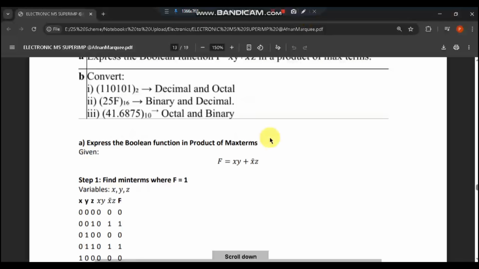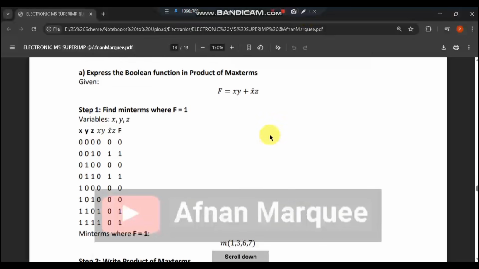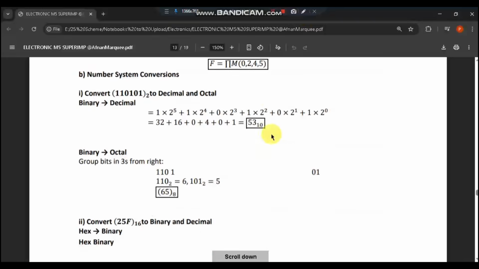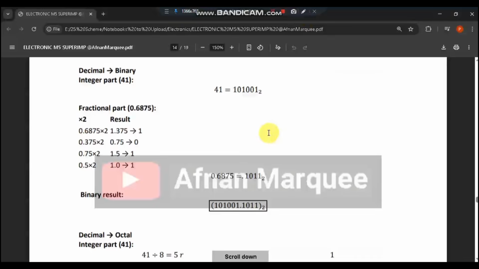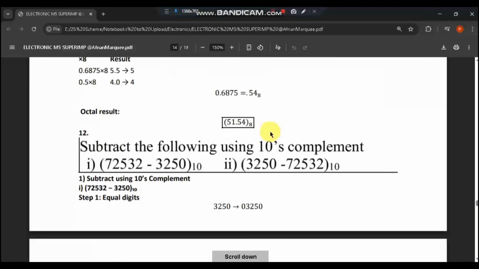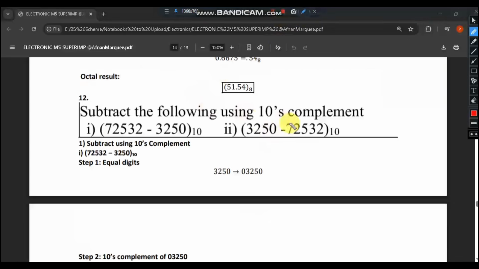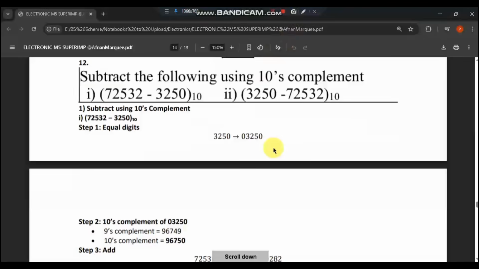Decimal, octal, binary, and yeah, these three are the most important ones. Hexadecimal is also there. So just go through it once and try it on your own. And the other one is subtract the following using the tens complement. Using the tens complement you have to subtract it, so you'll be converting it in this way: 0 3 2 5 0, and then you'll be subtracting 7 2 5 3 2 from 0 3 2 5 0.